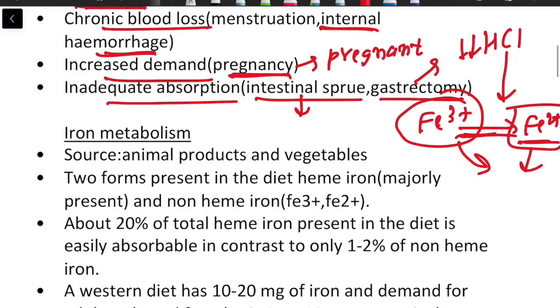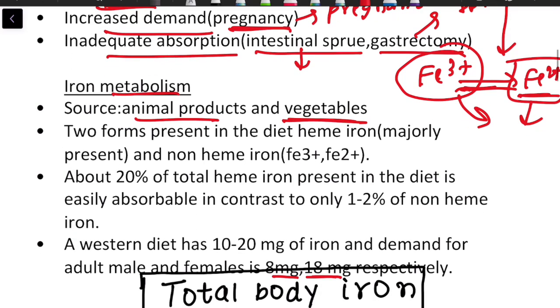Now if I talk about iron metabolism, first of all, what is the source of iron? Like I told you, animal products and leafy vegetables, and it is present in two forms in our diet: heme iron and non-heme iron. Heme iron is the one which is majorly present in our diet, and non-heme iron is the inorganic iron called Fe3+ or Fe2+.